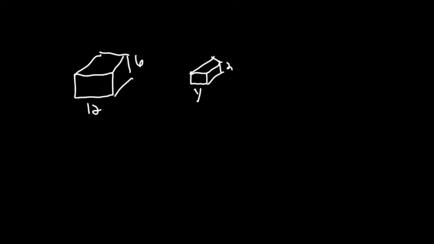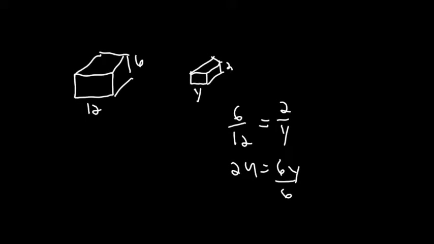Alright, again, we have two similar solids here, and we can just make a proportion. So we have 6 over 12 equals 2 over y. So 2 times 12 is 24 equals 6y. Divide by 6. So y equals 4. So when you're just dealing with a one-dimensional measurement, they're pretty easy. You just set a proportion, cross multiply, divide, and solve.